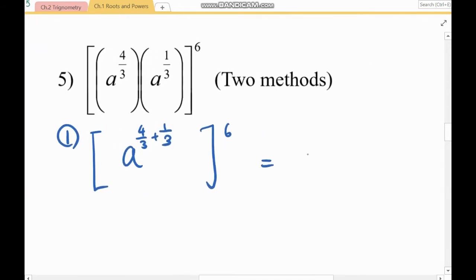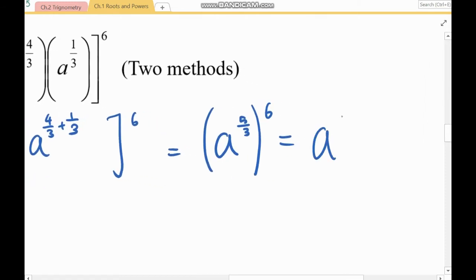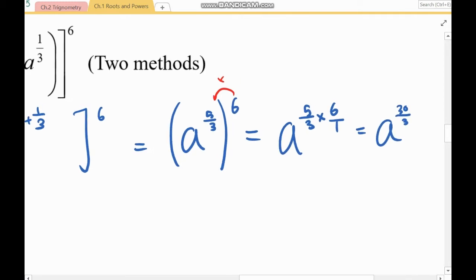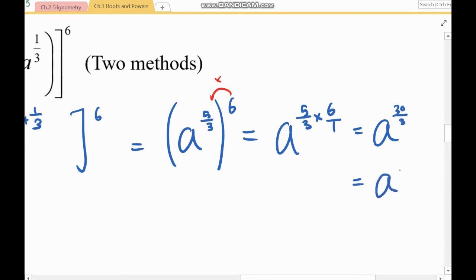And it becomes a to the power of 5 over 3, all to the power of 6. Okay, then a to the power of 5 over 3 times 6. 6 is the same as 6 over 1. Remember, power of a power, you have to multiply. Then a to the power of 30 over 3. And that is a to the power of 10. 30 divided by 3 is 10. a to the power of 10.